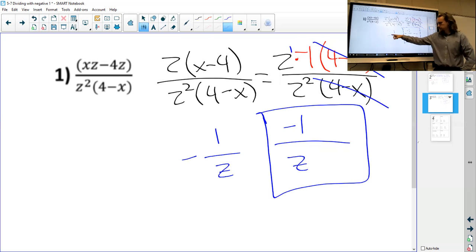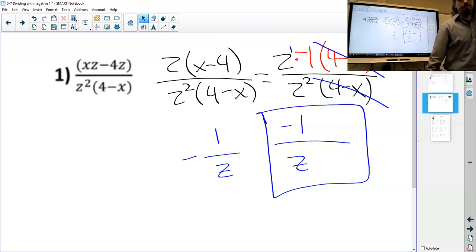You put it in the numerator, you can put it on the outside. Technically, you could put it in the denominator, but you really should never do that. Don't put your negative sign in the denominator. It's not wrong, it just feels wrong.